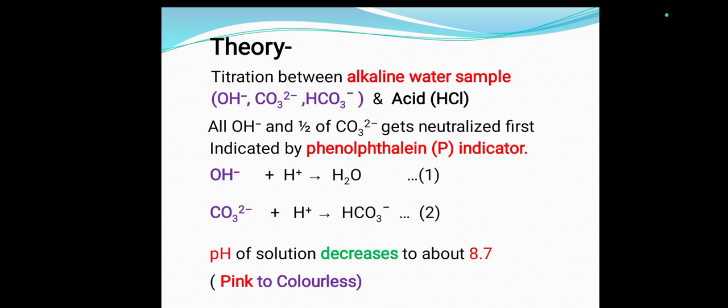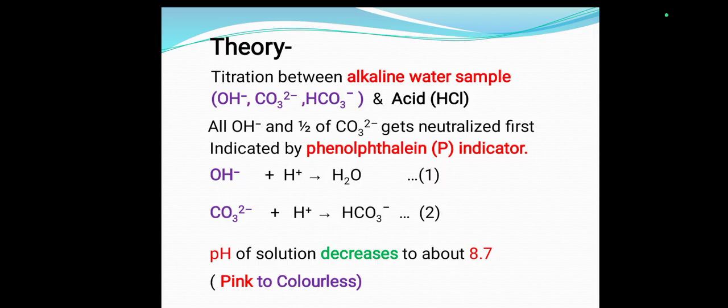Before starting the titration, we first use an indicator, the phenolphthalein indicator. If we add phenolphthalein indicator to the alkaline water sample, we get a pink colored solution. Then to the pink colored solution we add acid. When we add acid, which of the three alkalinities reacts first? OH minus reacts first with HCl.